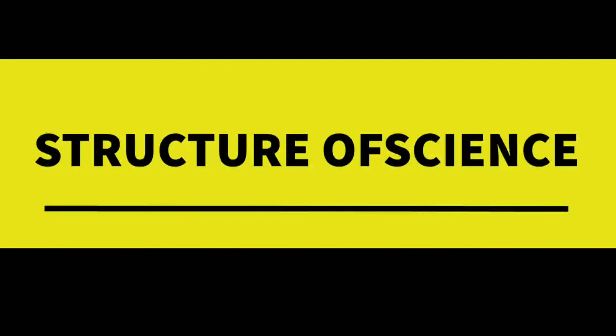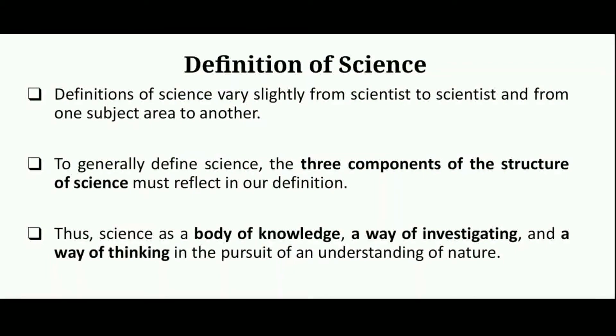Structure of science. Before we get down to discussing the structures of science, it is important to see how science is defined. Science is defined in various ways by various scientists according to subject areas. However, whatever way science is described or defined, three components of its structure must reflect in the definitions. Hence, science is defined as a body of knowledge, a way of investigating, and a way of thinking in the pursuit of an understanding of nature.